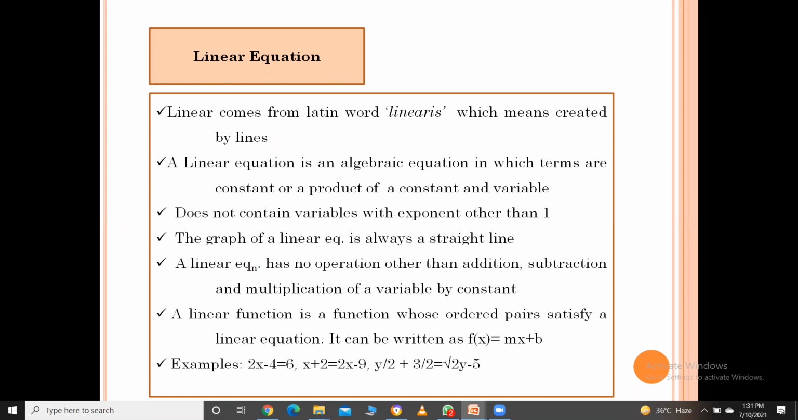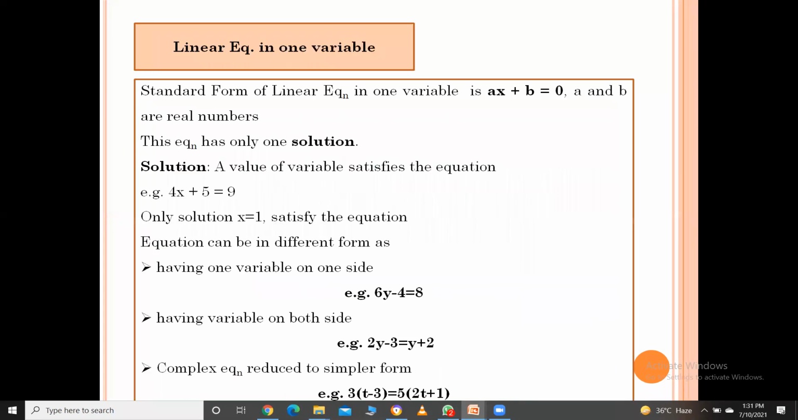A linear function is a function whose ordered pairs satisfy a linear equation. It can be written in the form f(x) = mx + b. There are examples of linear equations: 2x - 4 = 6, x + 2 = 2x - 9, etc.